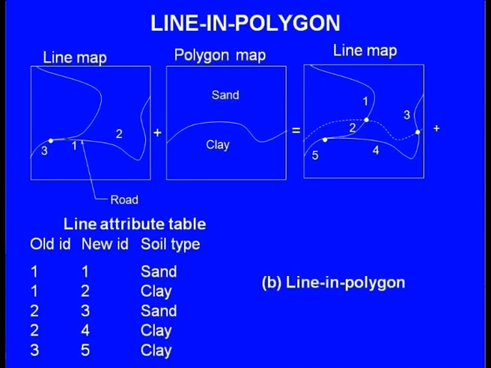So, here we see two types of maps. One is a line map showing the roads which are there, and a polygon map which shows the different types of soils which are there. When we apply the line in polygon overlay, we get a line map wherein the road has now been split into much smaller segments.